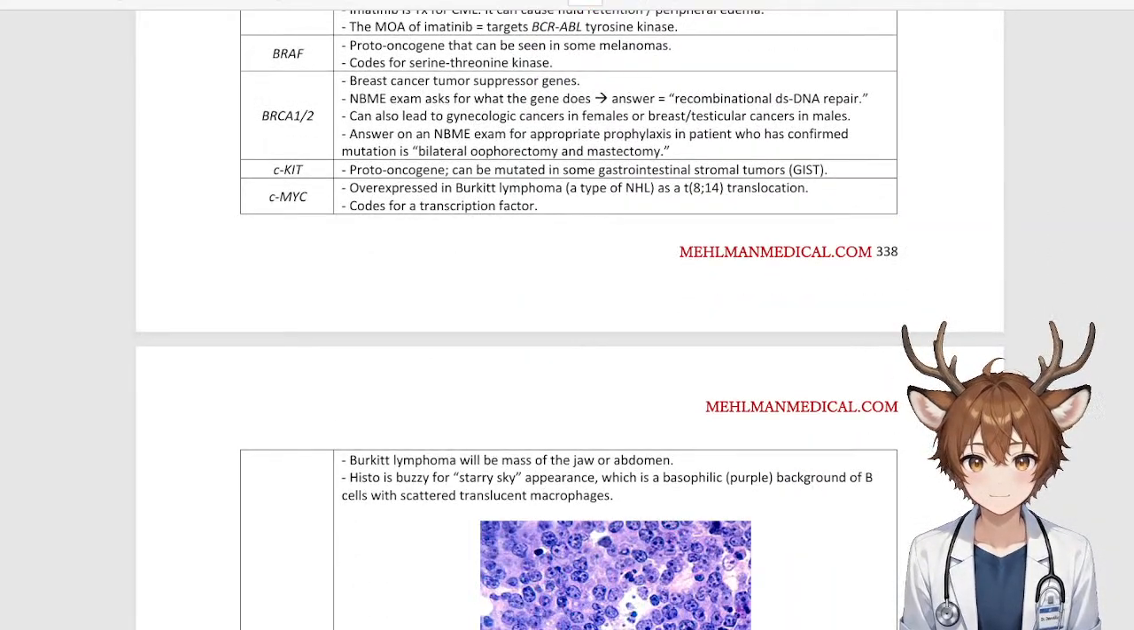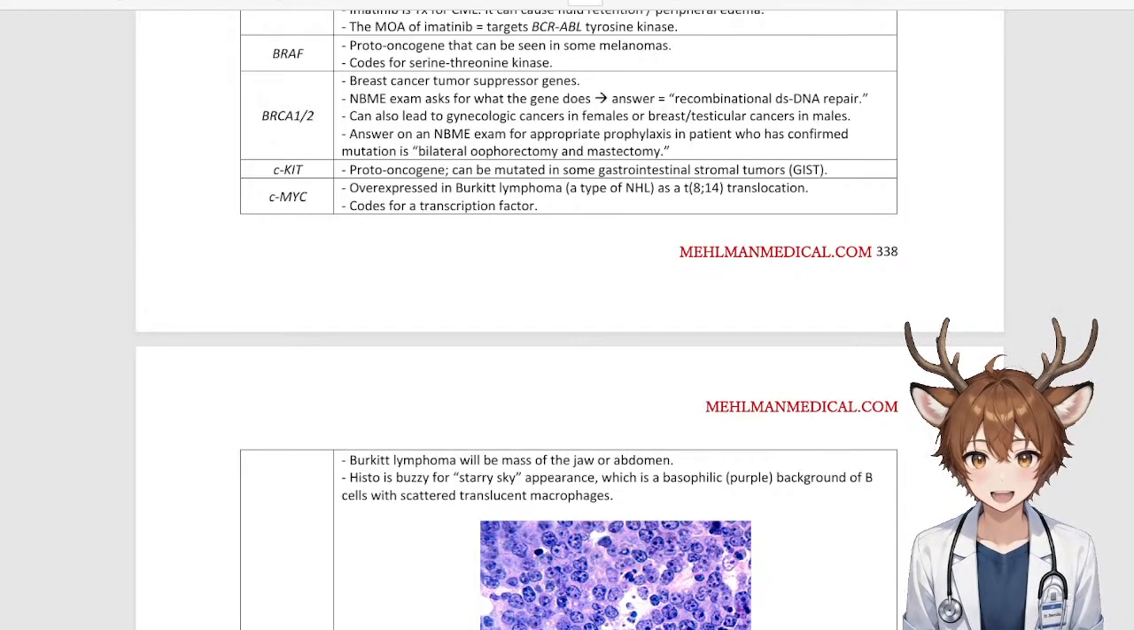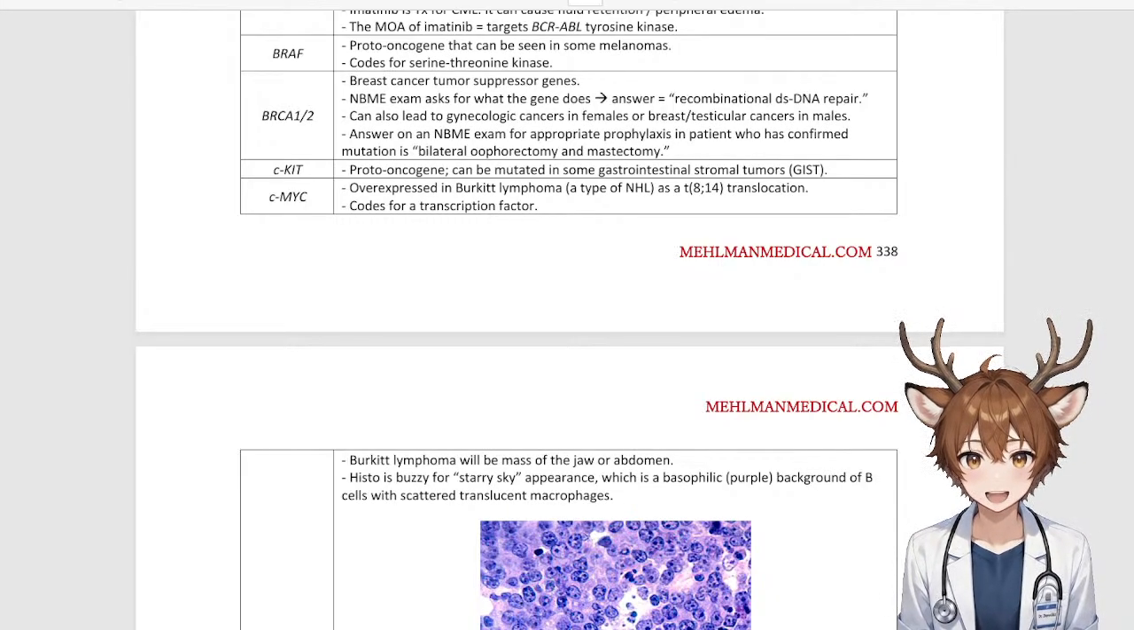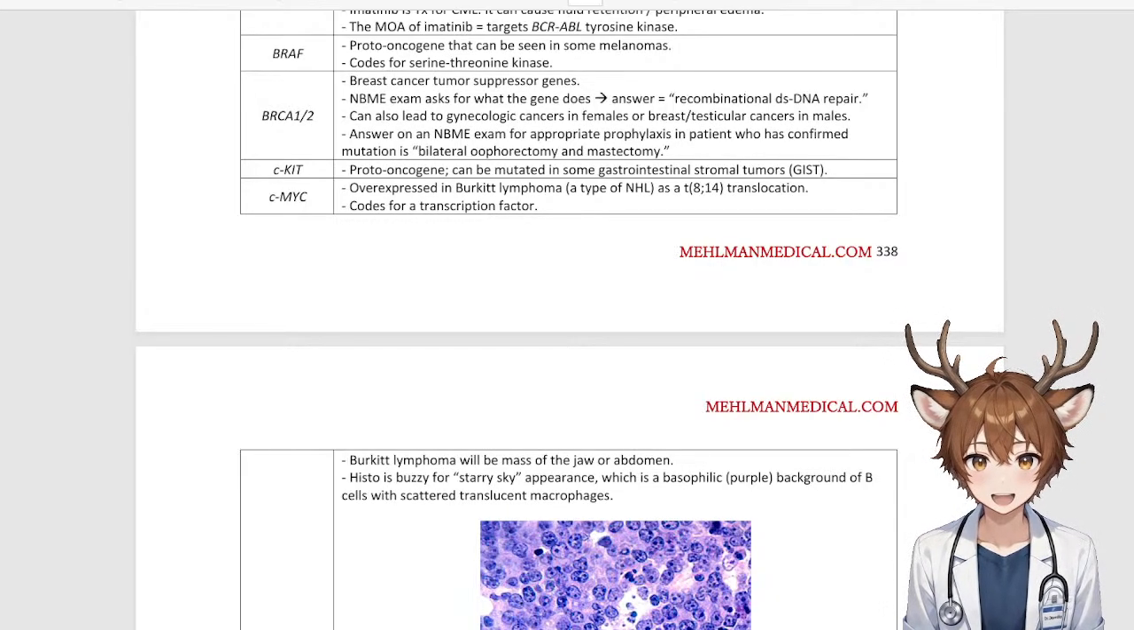BRAF proto-oncogene that can be seen in some melanomas, codes for serine threonine kinase.